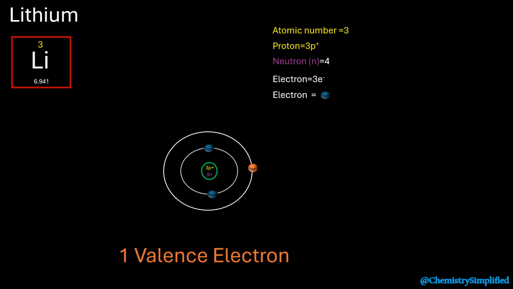So the valence electrons are the electrons that are found in the outermost energy level. So the 2 electrons that are inside are called core electrons. They are not available for interaction or bonding. So that's why we said that lithium only has 1 valence electron.